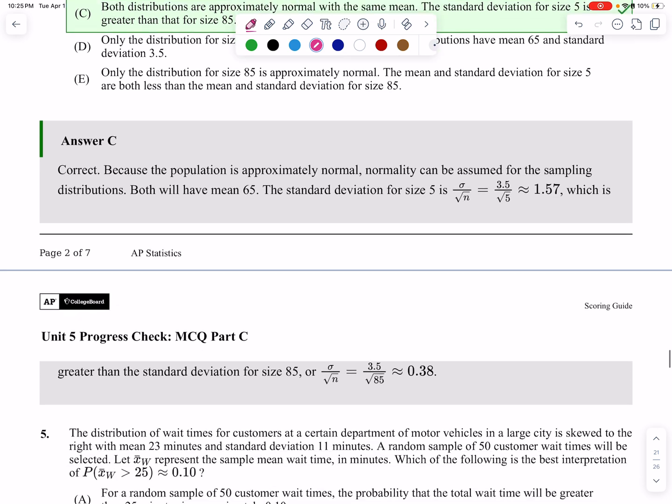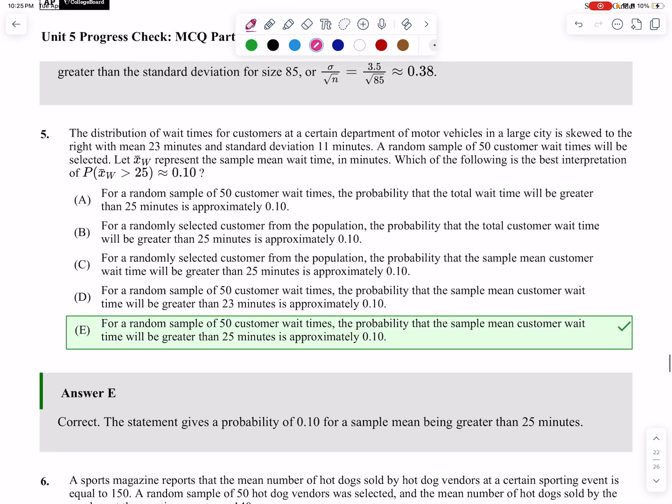Okay, number 5. Which of the following is the best interpretation of the probability that the mean is greater than 25 is 10%? So we have to see which has sample size 50. This one is 50, good. This one doesn't say, this one says 50, this one says 50, so good. Then next we're looking for the probability that my mean is greater than 25.